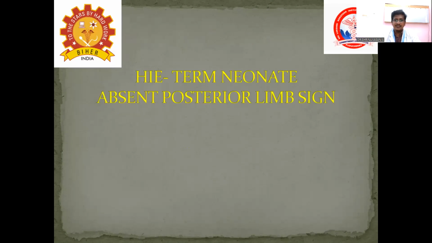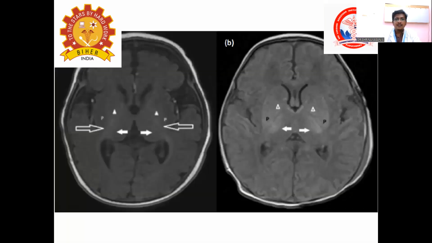So let us see what is the common sign that we can pick up in HIE. In the term neonate, the posterior limb of the internal capsule normally appears hyperintense on T1 weighted sequence. When it is not there, we call it the absent posterior limb of the internal capsule sign. That is the common sign of HIE, hypoxic ischemic encephalopathy.